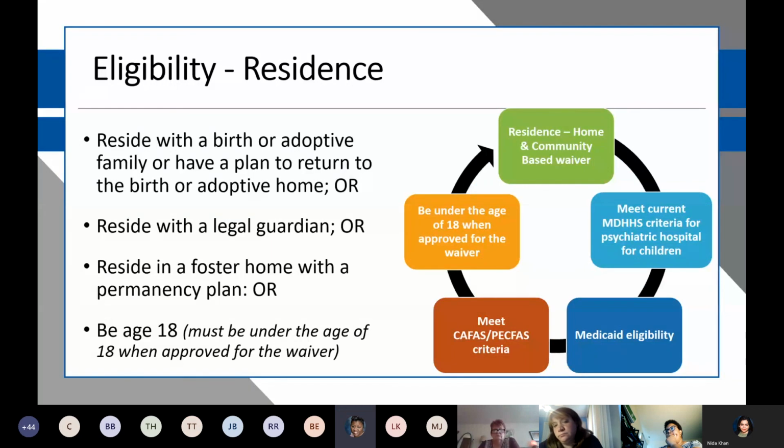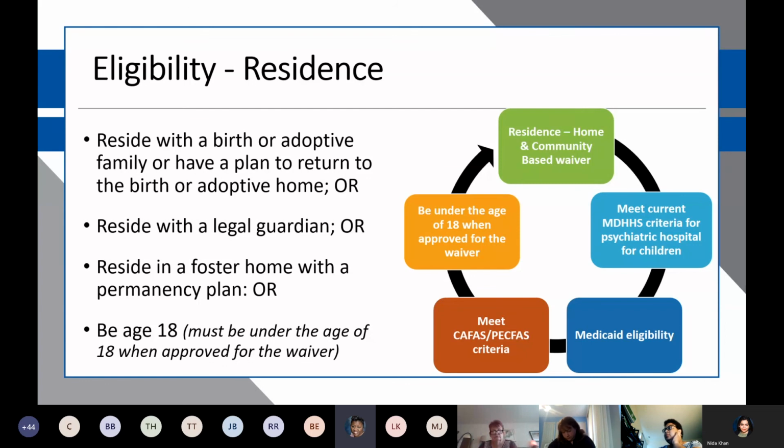OCHN, as Nada mentioned, as the PIHP and the CMH, we are responsible for determining eligibility for the SED waiver. But as you are aware, and you'll hear me refer to a lot, we operate from more of a collaborative approach here in Oakland County. So we are pretty dependent upon you to not only help us identify someone who's eligible, but to also give us that valuable clinical feedback when someone is seeking the SED waiver here in Oakland County. So I'm going to talk a little bit about residence.